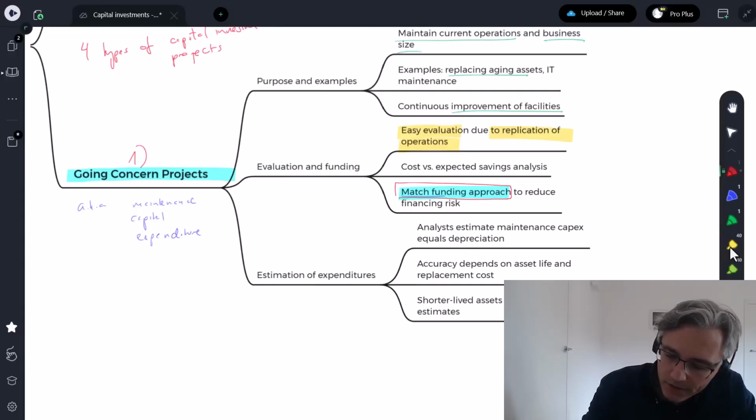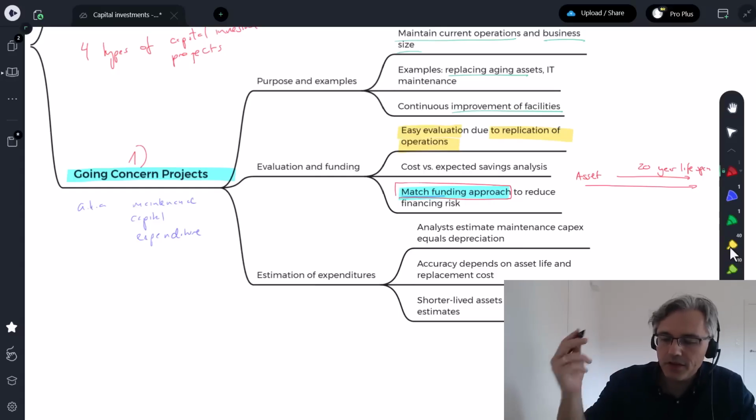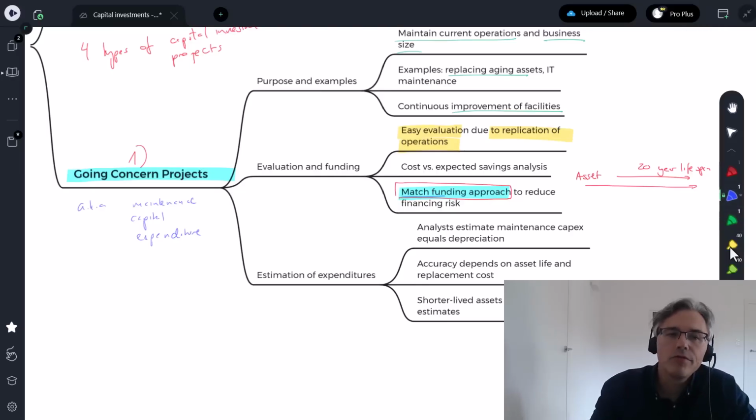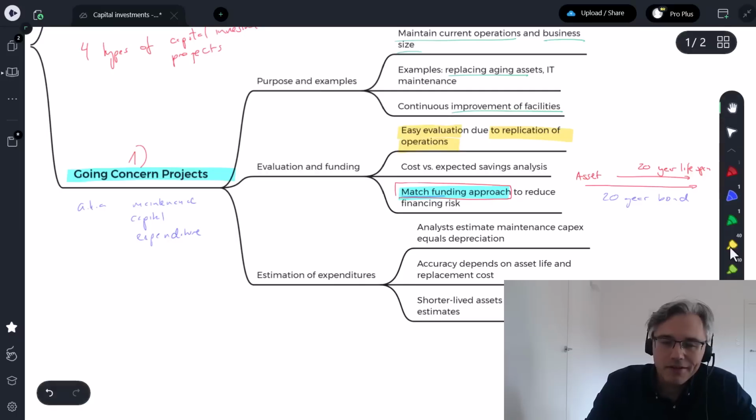So let me give you an example. If you're going to fund or purchase an asset, or build an asset that has a 20-year lifespan, and it will generate benefits over the upcoming, hopefully, 20 years, then under this approach you would probably want to match it with issuing a 20-year bond. That's match funding. Simply, it's an approach that you have to know.